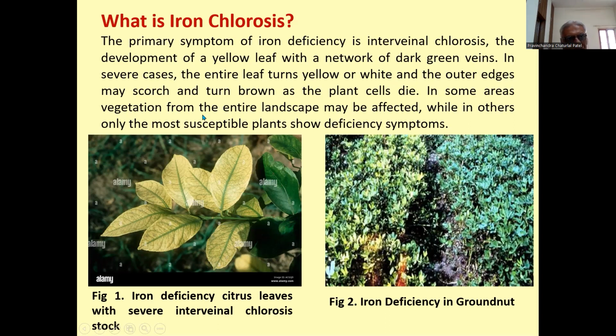In some areas, vegetation across the entire landscape may be affected, while in others, only the most susceptible plants show deficiency symptoms. Here you can see iron deficiency in citrus leaves with severe interveinal chlorosis. Then iron deficiency in groundnut: on the left side, iron deficiency, and on the right side, a healthy plant.